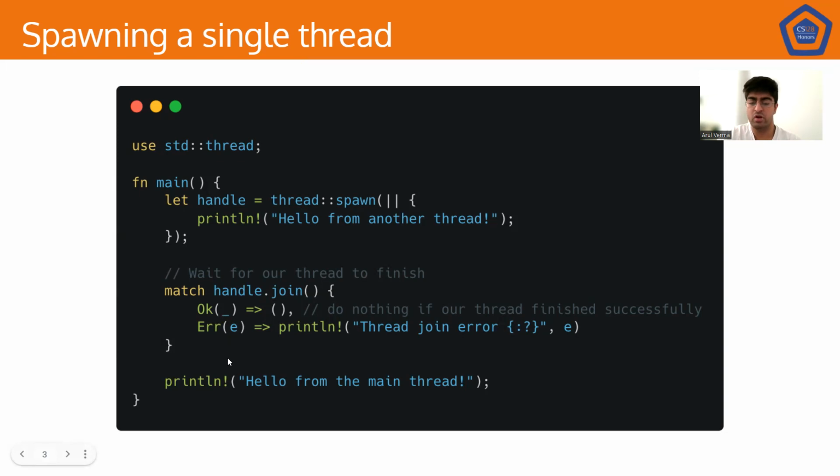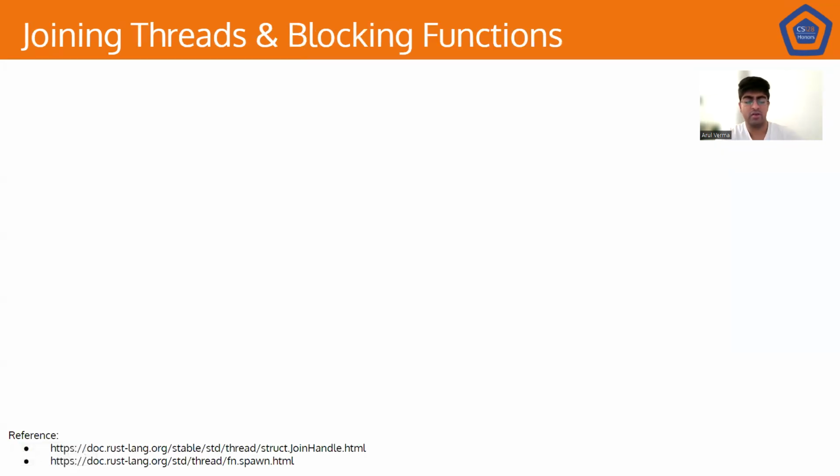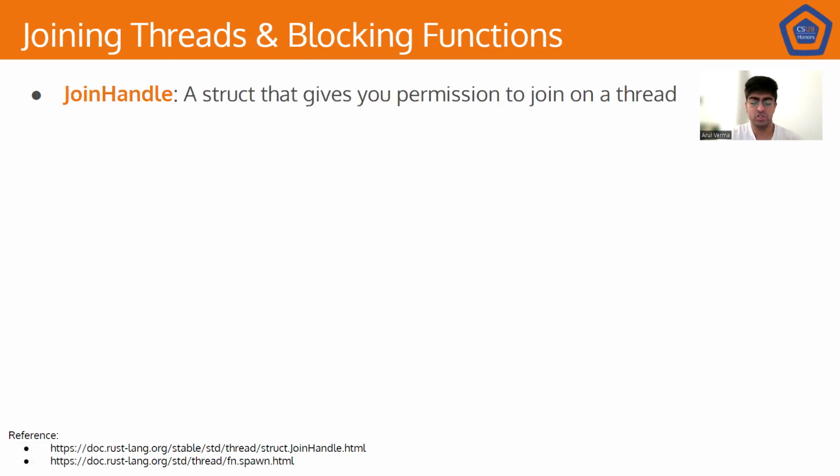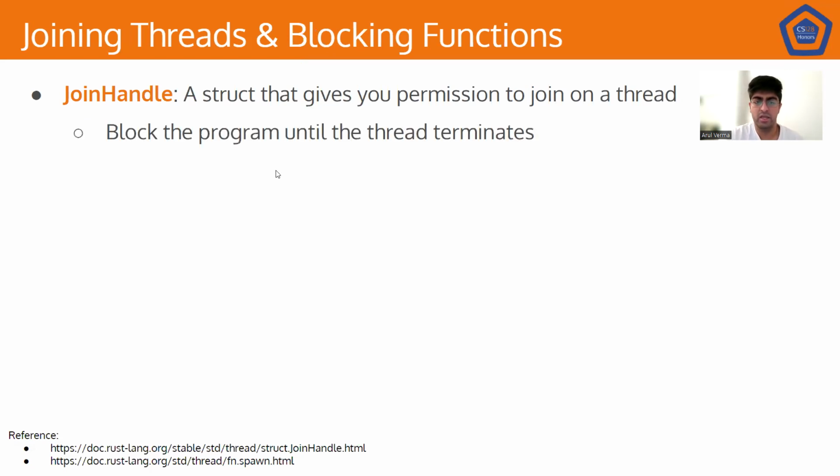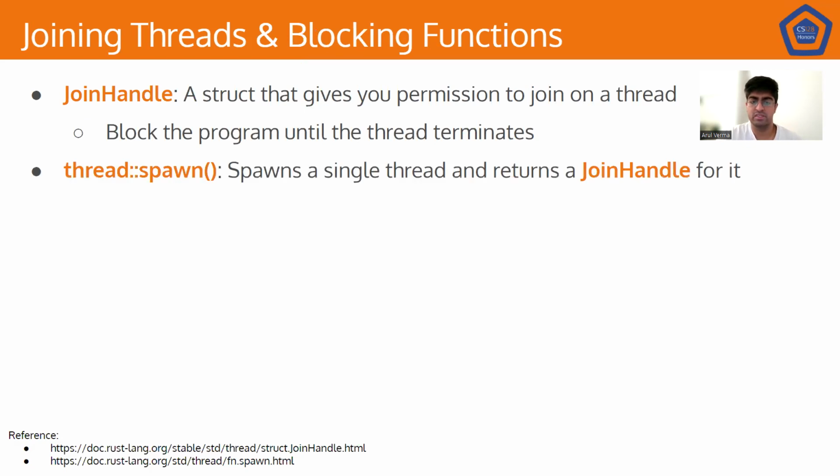So the way we resolve this is through something called blocking. And the way blocking functions work is they essentially stop the progression of our main thread by making sure that our main thread cannot progress beyond a certain point until all of our child threads are finished. The way this is done in Rust is through a blocking function, which we'll go over in more detail a little bit later, or through joining threads. And the way you join threads is by using a join handle. A join handle is just a struct that gives you permission to join on a thread, and it blocks the program until the thread terminates.